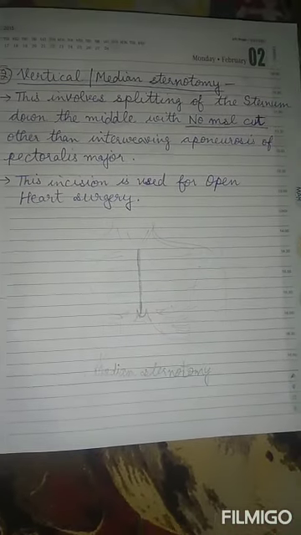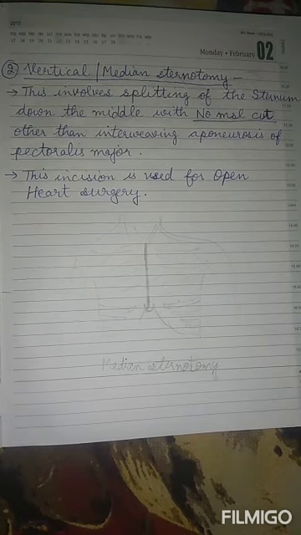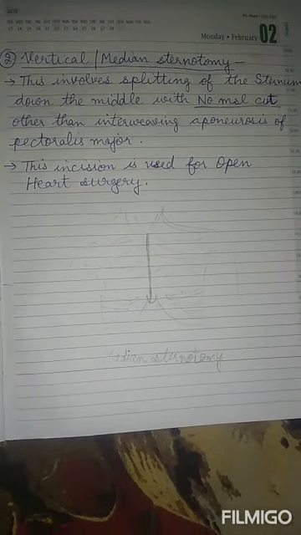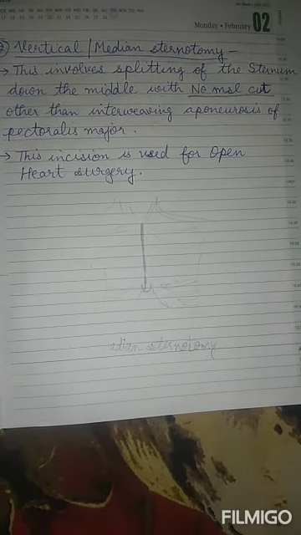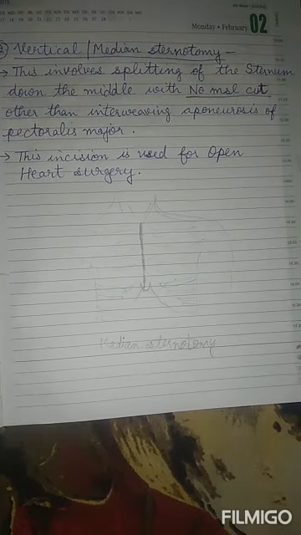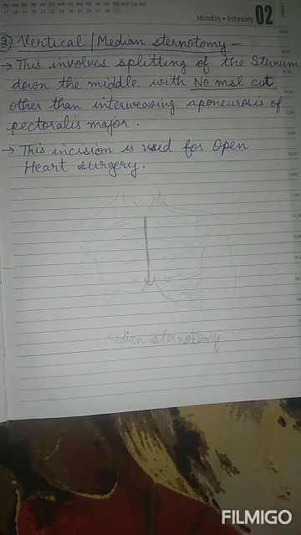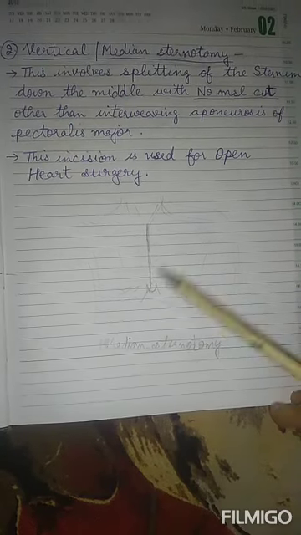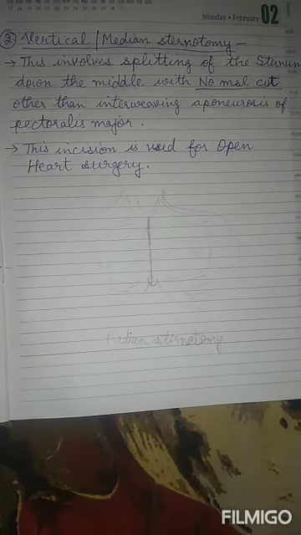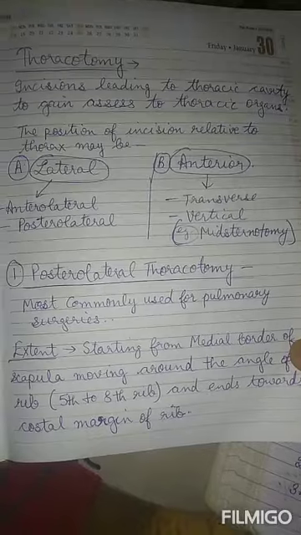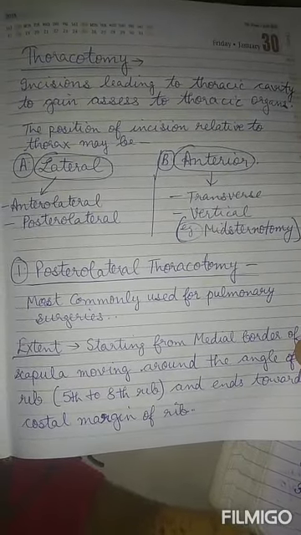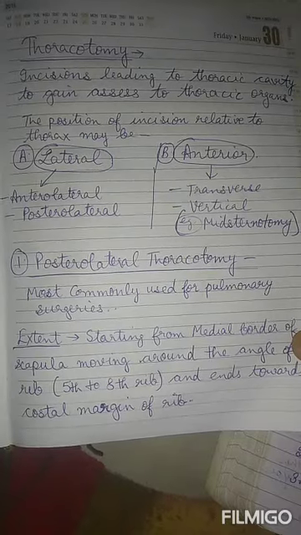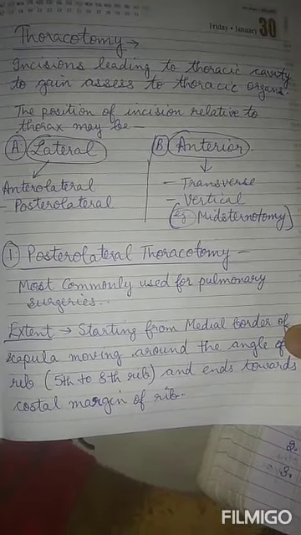The next incision we'll be talking about is again an anterior incision, that is the vertical or median sternotomy. This involves splitting of the sternum down the middle. Mostly no muscle is cut in this incision other than the interweaving aponeurosis of the pectoralis major. This incision is used for open heart surgery. So this is median sternotomy, and it is very commonly used when there are surgeries related to the heart. So these are the incisions which are mostly used in thoracic surgeries: lateral, anterolateral, posterolateral, and the anterior approach, that is transverse and vertical.